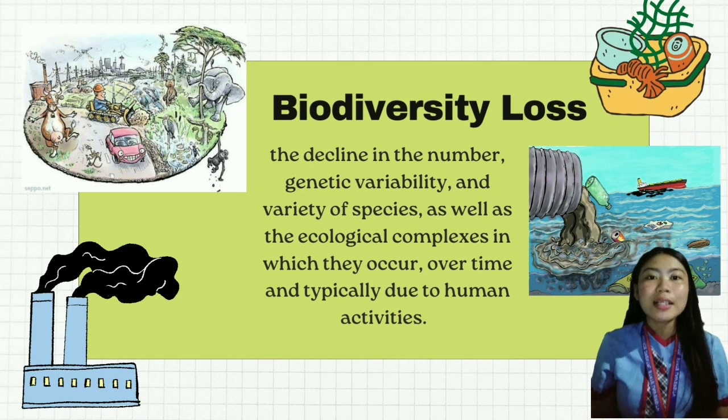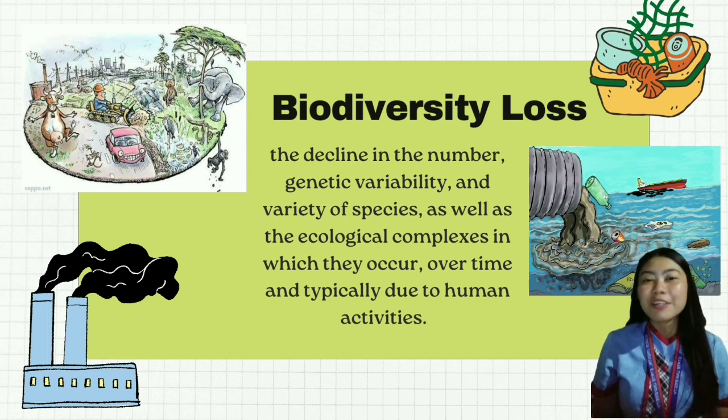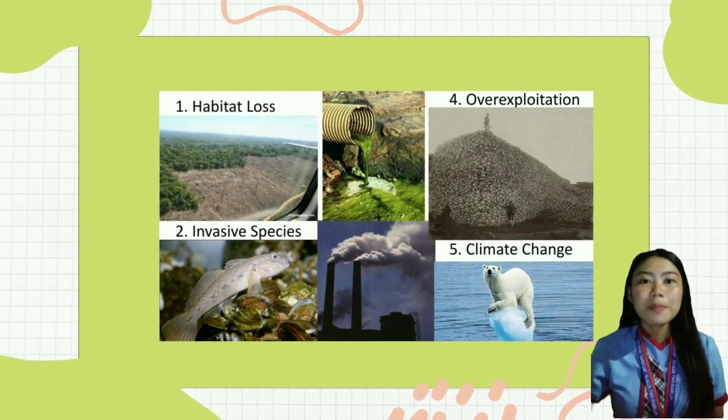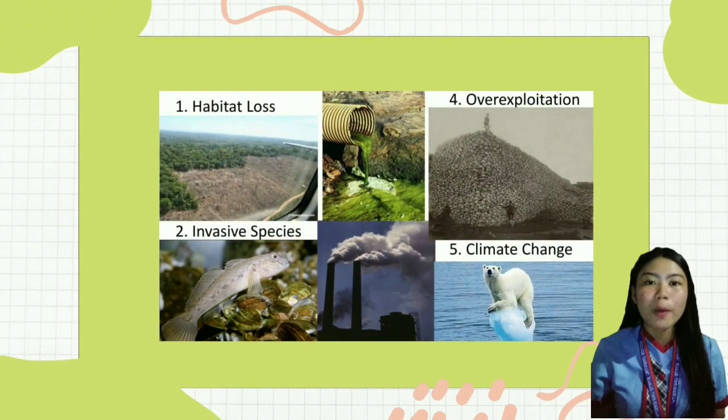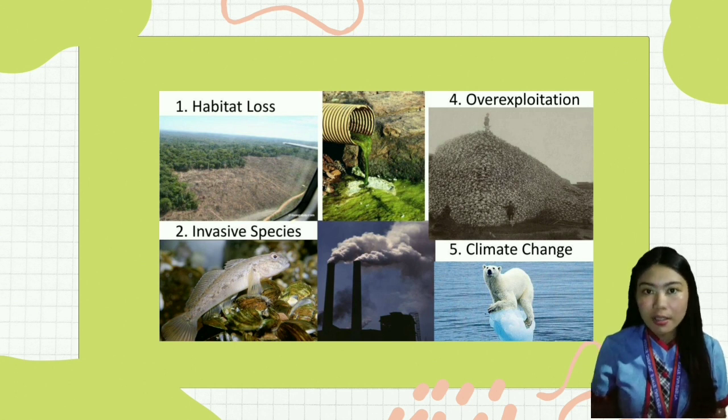Biodiversity loss refers to the decline or disappearance of biological diversity. It is the decline in the number, genetic variability, and variety of species, as well as the ecological complexes in which they occur over time, typically due to human activities. It encompasses the extinction of species worldwide, as well as the local reduction or loss of species in a certain habitat, resulting in a decline in biological diversity. Habitat loss, pollution, overfishing, the introduction of exotic species, climate change, and other anthropogenic factors can all lead to biodiversity loss.